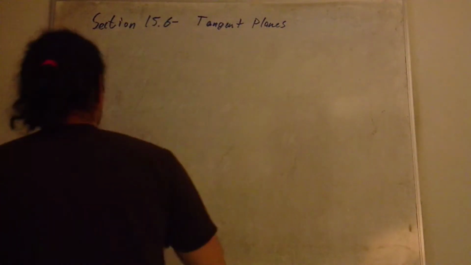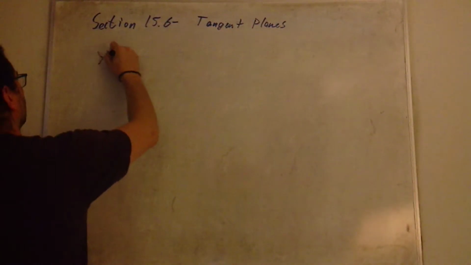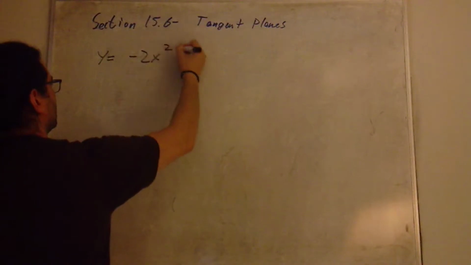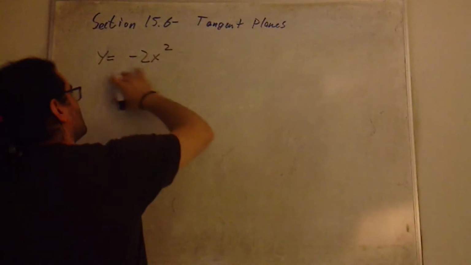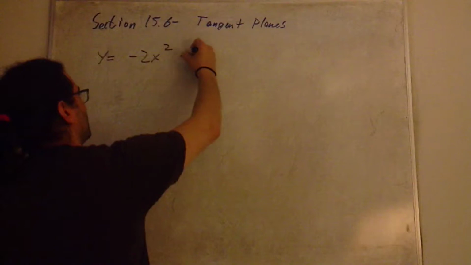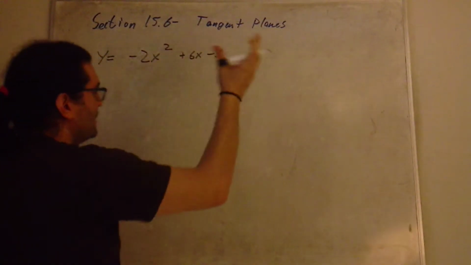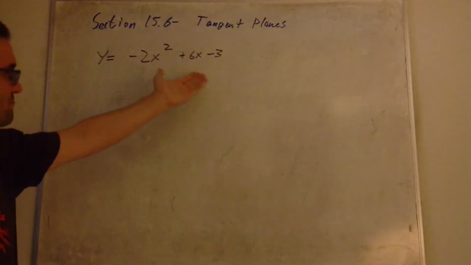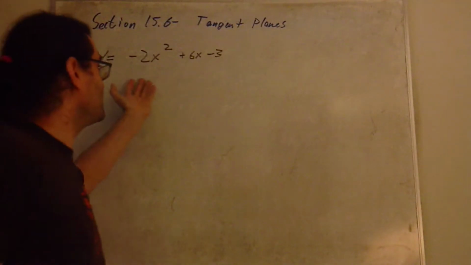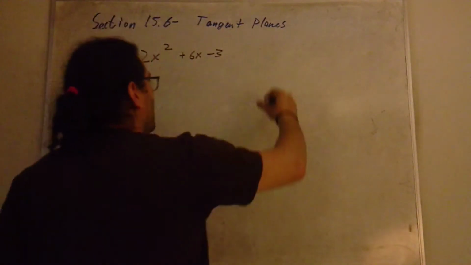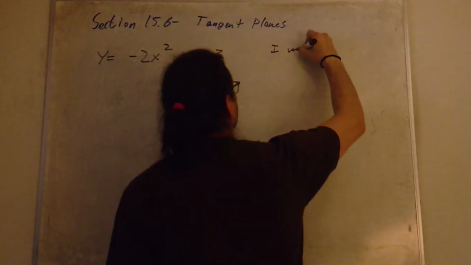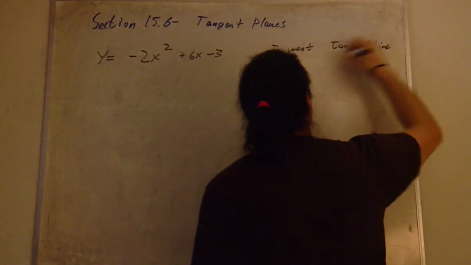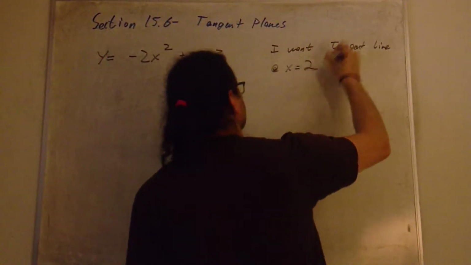So the first thing we're going to do is find just a pretty standard issue 2-dimensional function. So let's do y equals negative 2x squared plus 6x minus 3. Here you go. This is a parabola. It opens downward, some kind of polynomial. It's very, very straightforward, very typical. I want the tangent line at x equals 2.